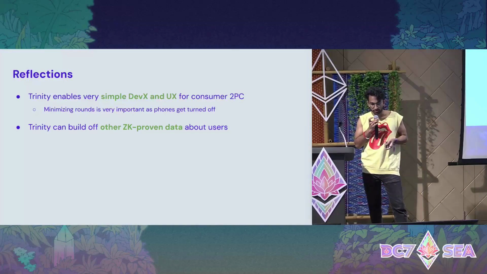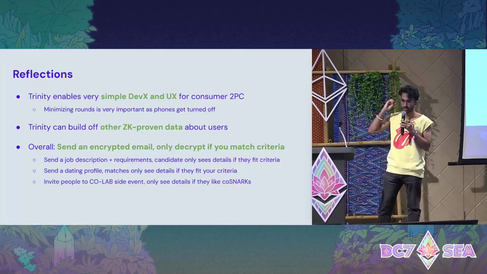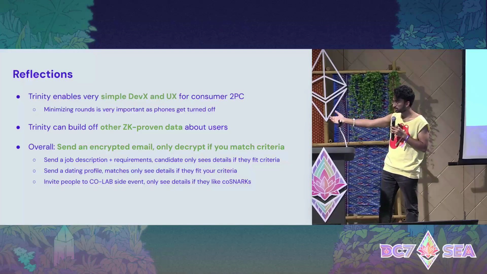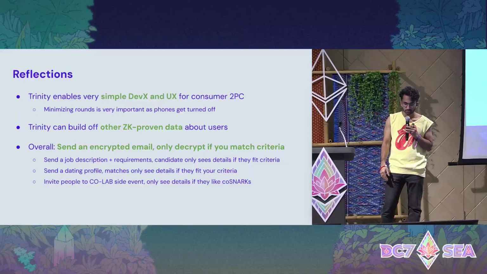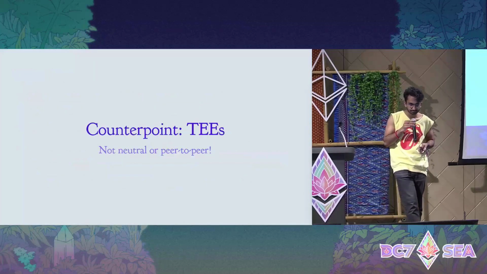Again, you can use other verifiable data, and maybe the overall way to describe this is that it's actually very similar to narrowcasting. It's almost the same concept: you send one encrypted email, and the other person is only going to be able to open it if they match whatever criteria or whatever function you set there. And so there's stuff from hiring, dating, event promotion that we think could be built on this sort of thing and be made a lot more safe and efficient.